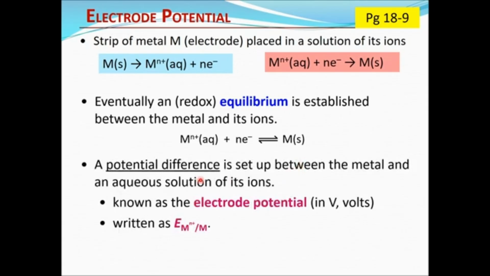So there is a potential difference between the metal and its ions, and we know this as the electrode potential. The units given are in volts in your data booklet, as is commonly used convention. It's written as the species to be reduced and the reduced species. So in this case, the ion is to be reduced to the metal atom itself, the metal solid itself, right? So this gives us an idea of potential, or a measurement of how likely this reaction is going to occur.